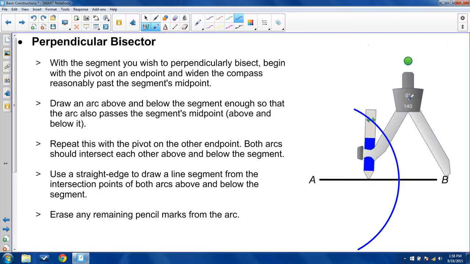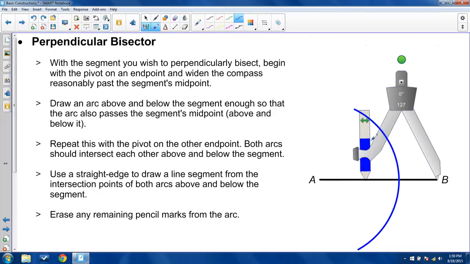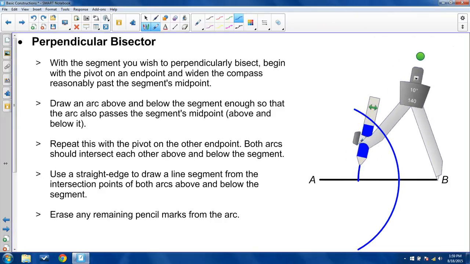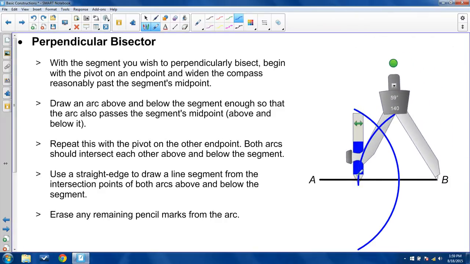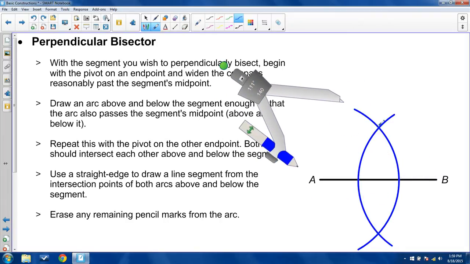I'm going to move this over, place it on the endpoint, keep the same width, and draw this arc up and down like that. Okay? What I've now created are two intersecting arcs on top and bottom. These are directly above and below the midpoint, and they go straight up and down.